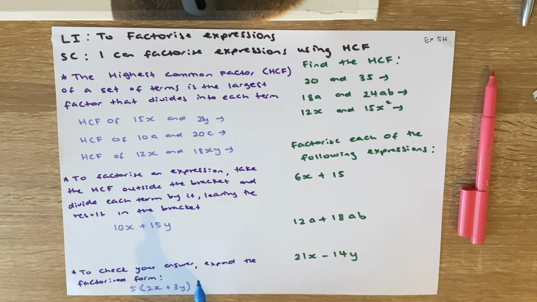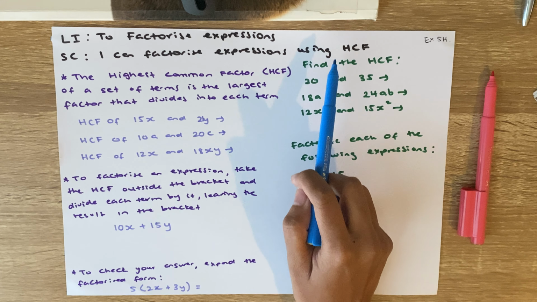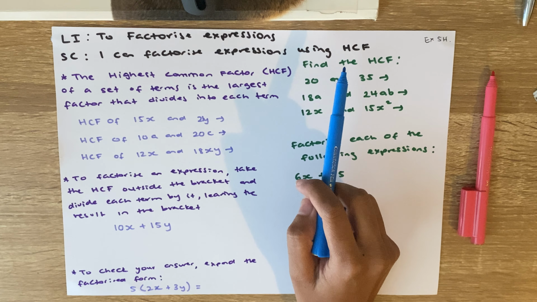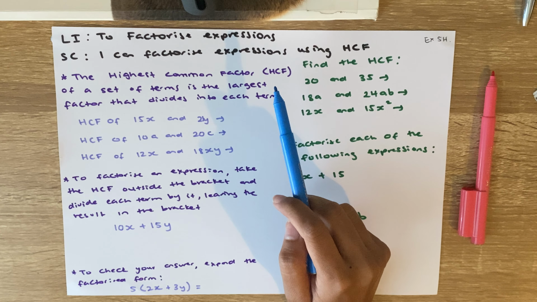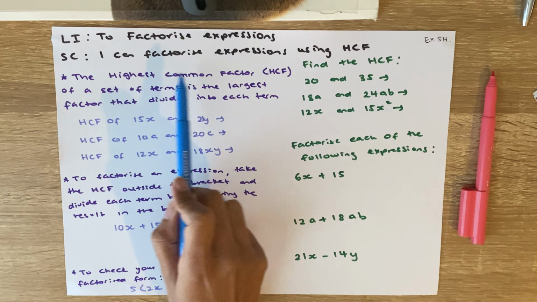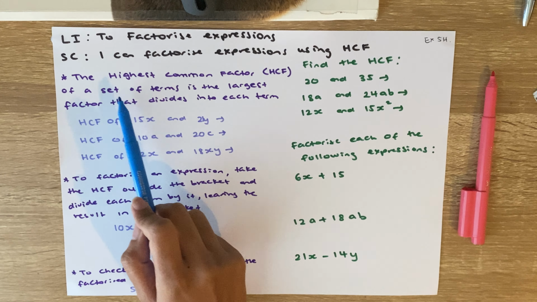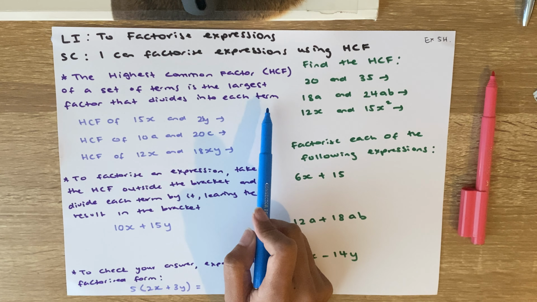Okay, so this time we are starting with the expanded version and we're going to convert it into the bracket version. And in order to do that, we need to know what we call the highest common factor. And remember, the highest common factor is the number, or a factor or a term that goes into both of the things that we are talking about. So over here, it says the highest common factor, the HCF, of a set of terms is the largest factor that divides into each term.